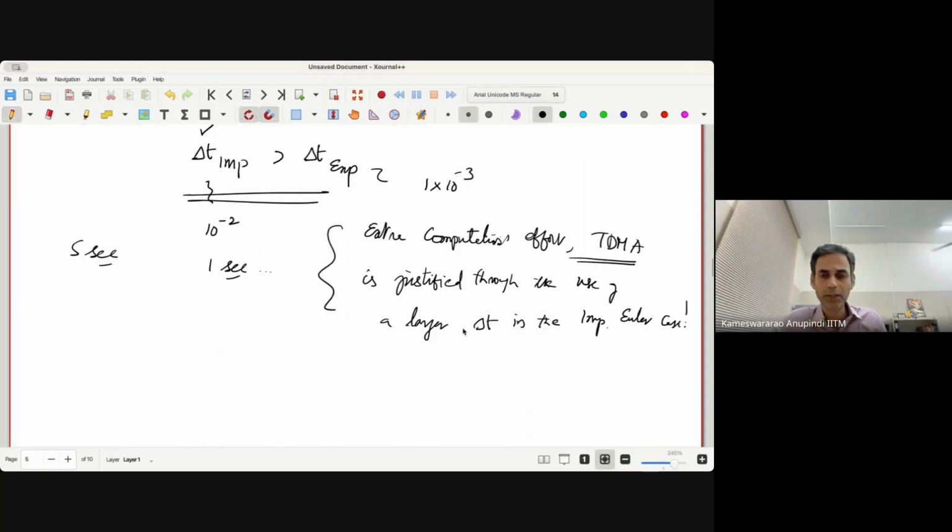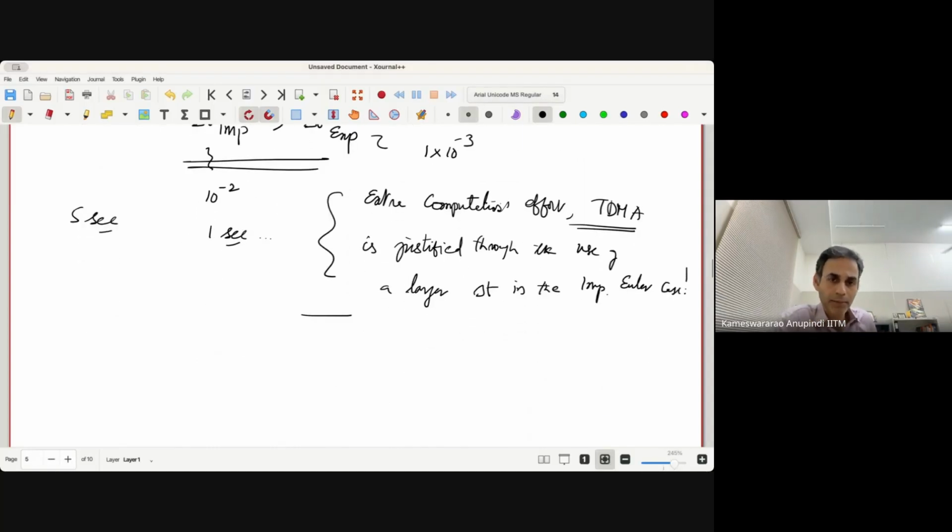Okay, so then let's move on. We have one more discretization that we have seen earlier, that is known as the Crank-Nicolson method. Okay, what do we do in this method?